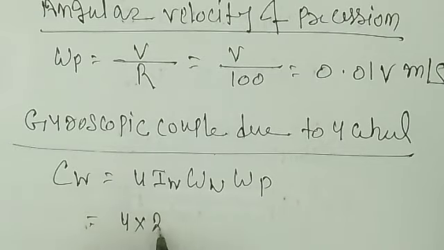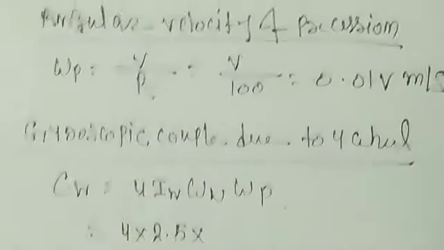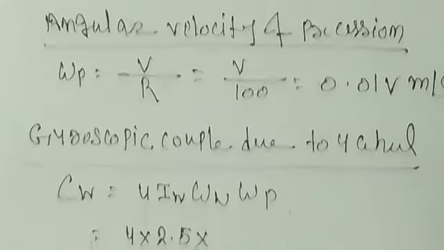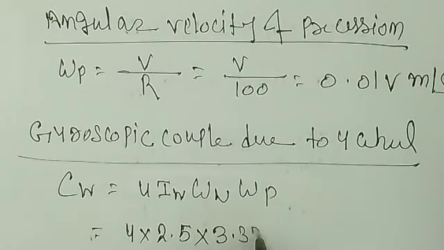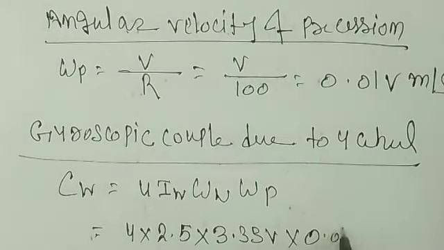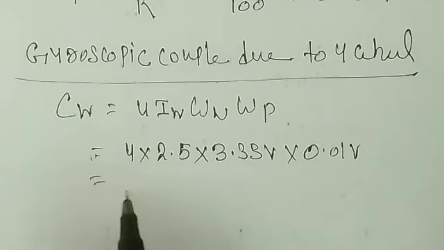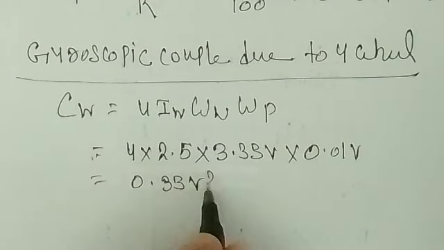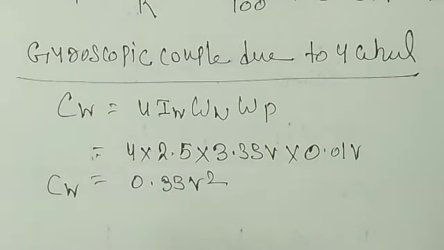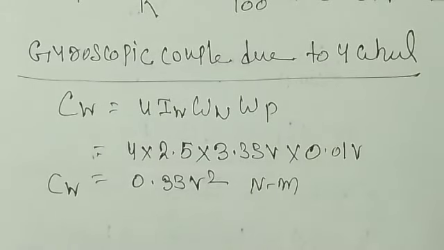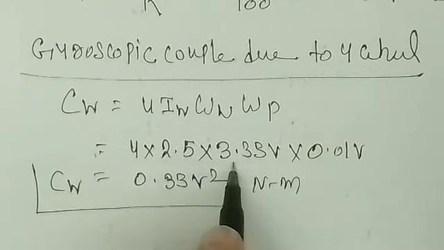4, IW is given 2.5, omega W just now we have calculated, which is 3.33 V. So 3.33 V, and omega P is 0.01 V, right? So on calculation, this value will be 0.33 V square, right? Gyroscopic couple we got. The unit will be Newton meter. Okay. So gyroscopic couple due to wheel we got.